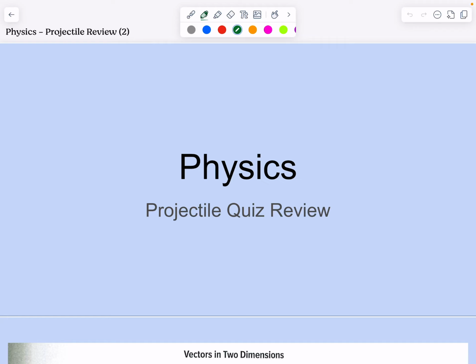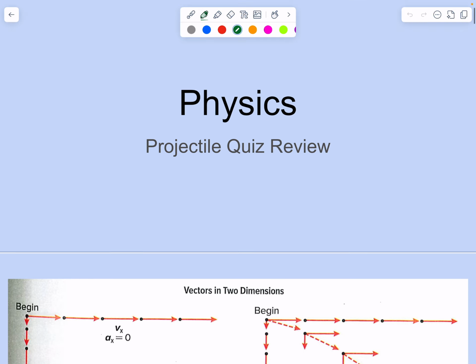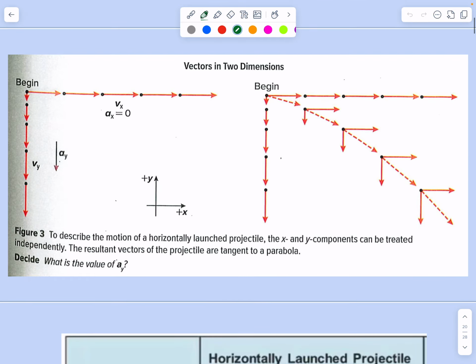Hi there, and welcome to your physics projectile quiz review. We did all this in class today, but I want to make sure you have a little resource if you choose to study a little more for tomorrow's quiz. So here we go. We talked about vectors in two dimensions.